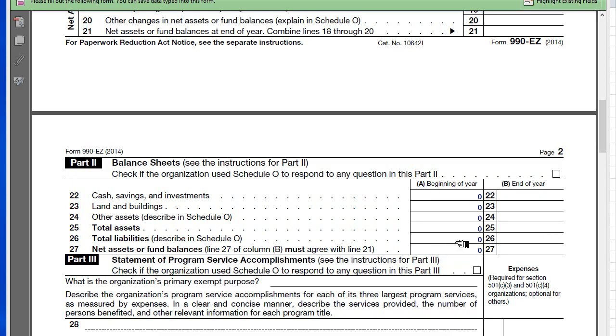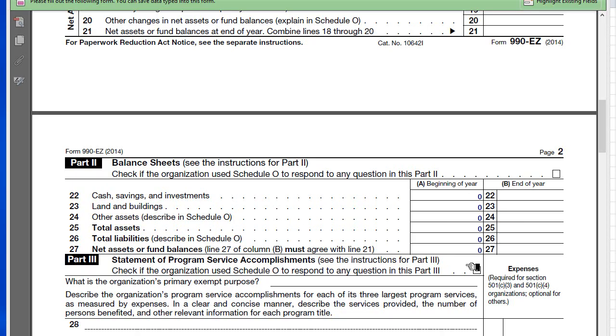Now, this is not the case if you've been in business for a year or two or more and you've been filing 990-Ns, the electronic postcard, and this is the first actual 990-EZ you've been required to file. In that case, you will have a beginning of the year balance from previous years, assuming that you've been having income and expenses and you have a bank account. But this assumes that this is actually the first year of operations. Okay, so you're always going to have zeros in your beginning balance sheet.